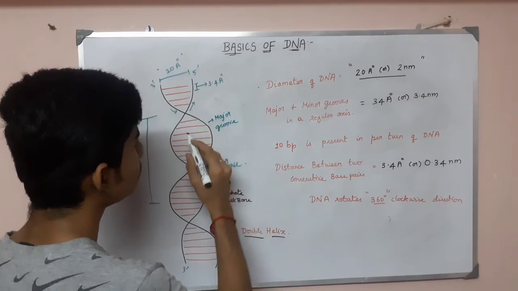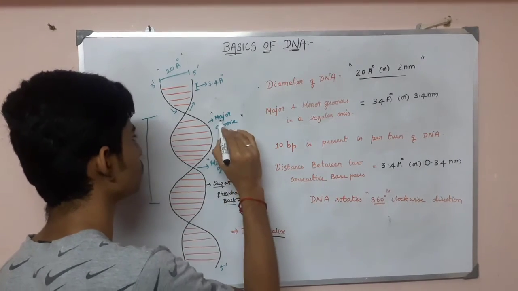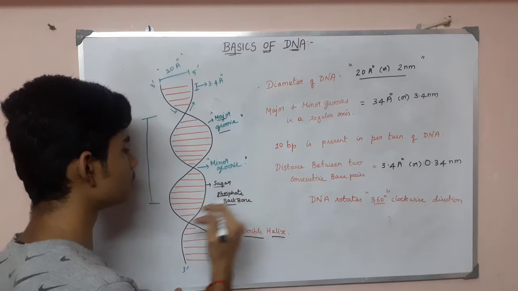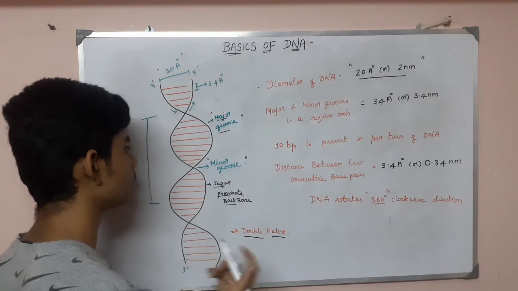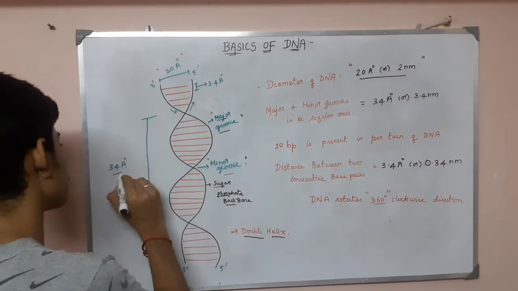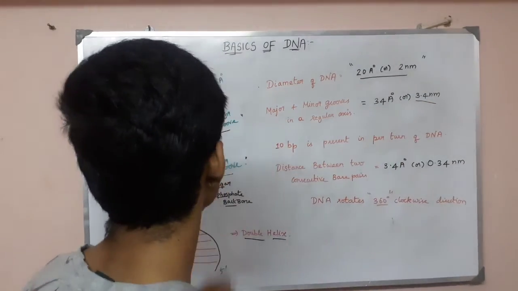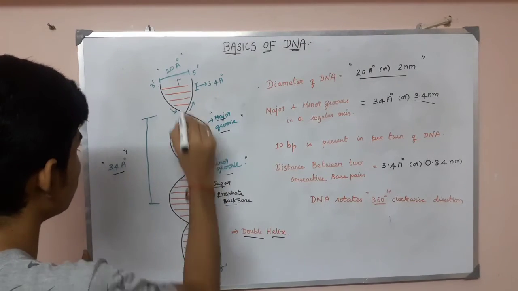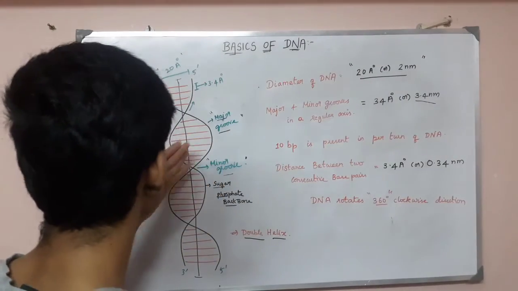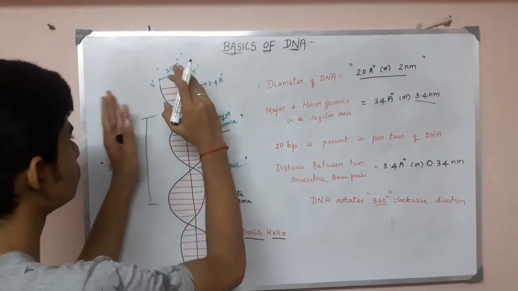When the sugar phosphate backbone is centrifugal, that is towards outwards of the DNA, it is known as the major groove. When it is very close, or centripetal in nature, it is known as the minor groove. The major groove and minor groove combine to form 34 angstrom, that is 3.4 nanometer, along the axis from the center of the DNA. And this is one turn.